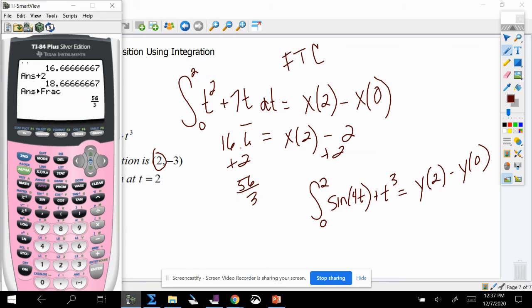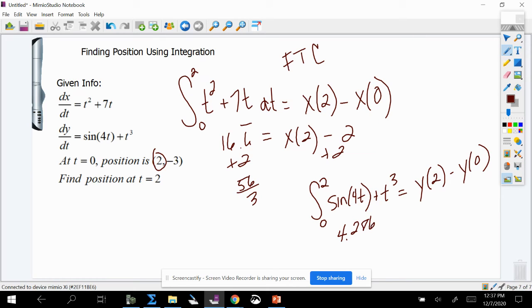Go to the calculator, make sure you're in radian mode because it actually matters now with a trig function. So math 9, 0 to 2, sine of 4t plus t to the third. That's going to evaluate the integral. I get 4.286. I'm just going to write the first so many digits, but I'm not going to round it. Leave it on my calculator. y of 2 is what I'm looking for. y of 0 is -3, so I get a minus 3, so plus 3. And then I'm going to subtract 3 on both sides.